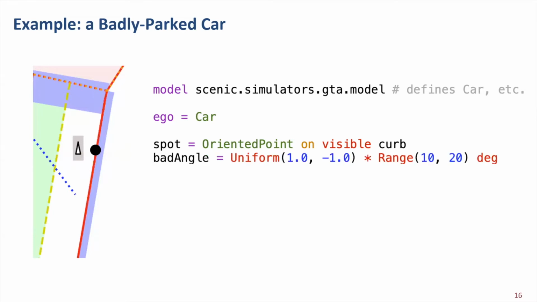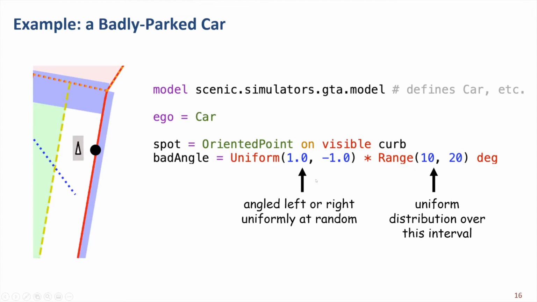Then you want to pick a bad angle. The code for the bad angle is this statement right here, where range 10, 20 is basically saying you have an interval of 10 to 20 degrees, and you want to pick uniformly at random a value from that. Then this statement says you're going to multiply that by either -1 or +1 to make that angle inclined either to the left or the right, uniformly at random. So you pick a value between 10 and 20, left or right, and that's your bad angle.